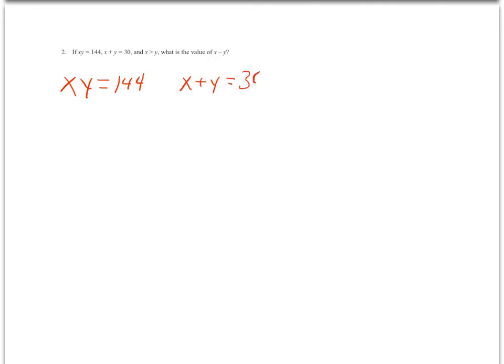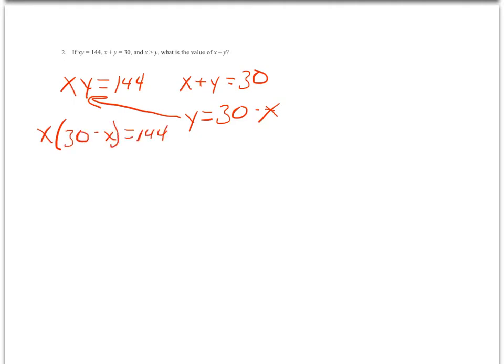If you take one of the equations and get x or y by itself, such as the one on the right, y equals 30 minus x, and then replace the y in this first equation with 30 minus x, this is called solving by substitution. If you distribute the x using the distributive property, you get 30x minus x squared equals 144.